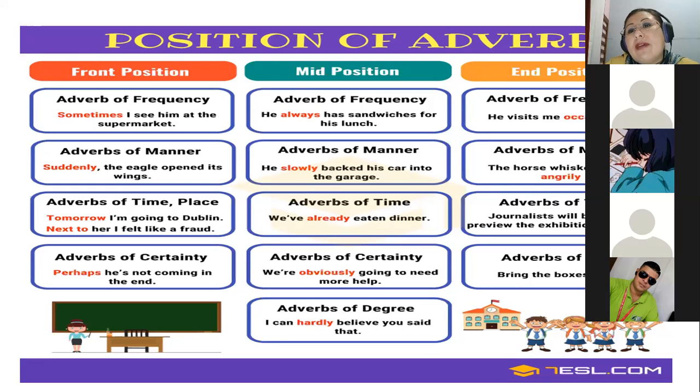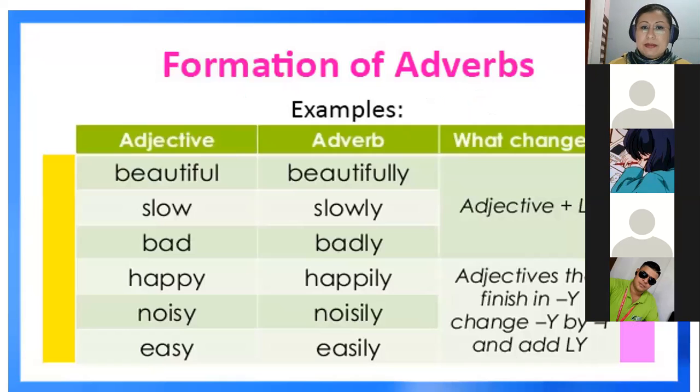And also we can have adverbs in the end position. The adverbs of frequency, for example, we can say, he visits me occasionally. In the adverb of manner, I can say, the horse whisked its tail angrily. Adverbs of time, journalists will be able to preview the exhibition tomorrow. Adverbs of place, bring the boxes here. So we say that adverbs can be at the beginning of the sentence, in front position, in the mid position, or at the end position of the sentence.